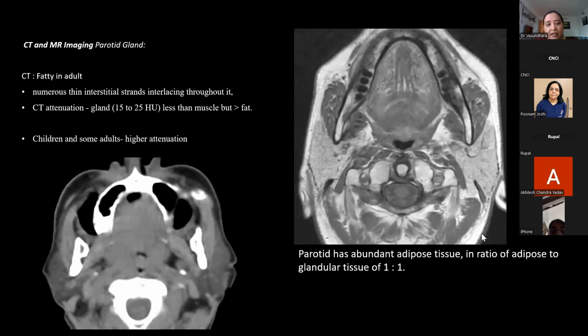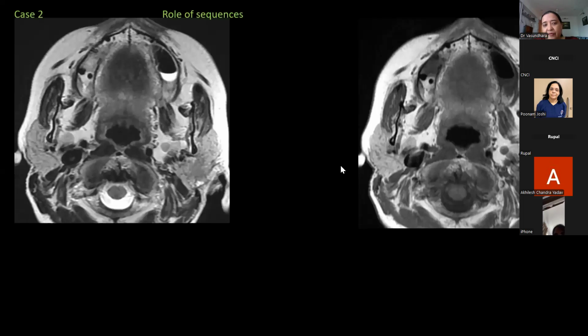Next is the role of CT or MR. The parotid has a very high fat content. So in CT, if it is very fatty, then also we can see the lesion very clearly. And if you start tracing the facial nerve in such a fatty parotid, we can trace the facial nerve even on a CT. And this was a very fatty parotid on a T1 weighted image.